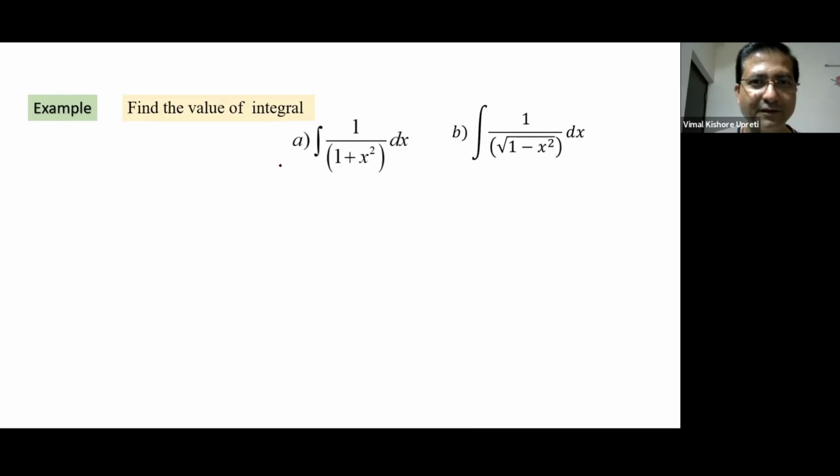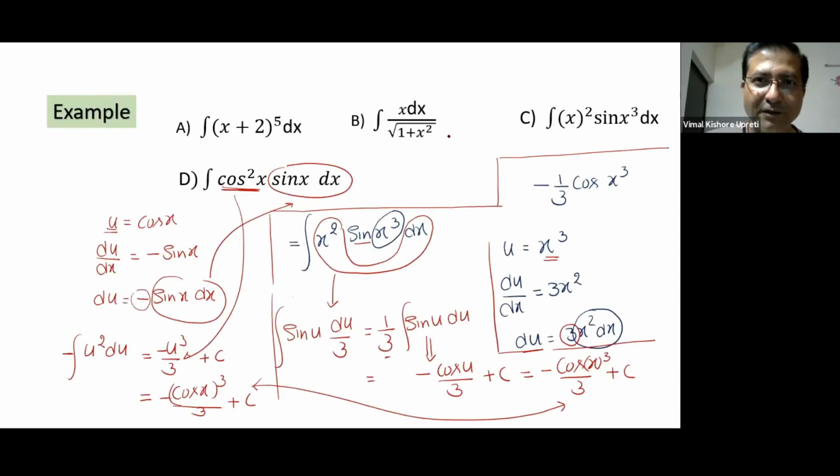So most of the time in physics, the format will be either this one, or the previous one that I discussed. So with these basic integrations, if we have an idea, we can easily solve the question in physics, right?